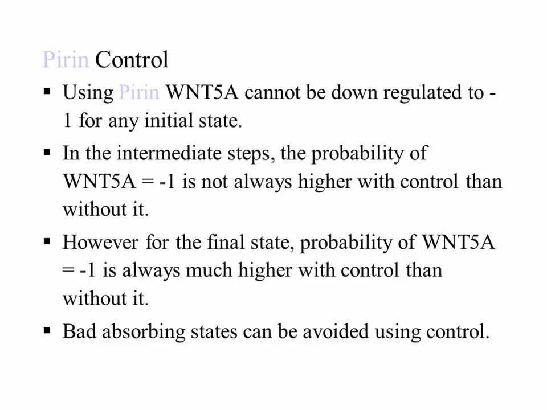And we were able to avoid bad absorbing states, because there were some states that if you got in there, WNT5A would remain permanently upregulated. So using control, we were able to avoid that kind of situation. So this is the summary of that first paper on the application of external control in Markov genetic regulatory networks. So any questions?